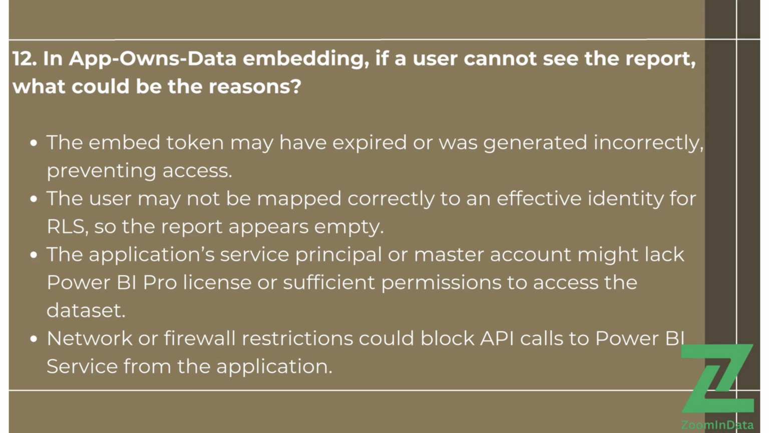12th question. In App Owns Data embedding, if a user cannot see the report, what could be the reasons? The embed token may have expired or was generated incorrectly, preventing access. The user may not be mapped correctly to an effective identity for RLS, so the report appears empty. The application service principal or master account might lack Power BI Pro license or sufficient permissions to access the dataset. Network or firewall restrictions could block API calls to Power BI service from the application.